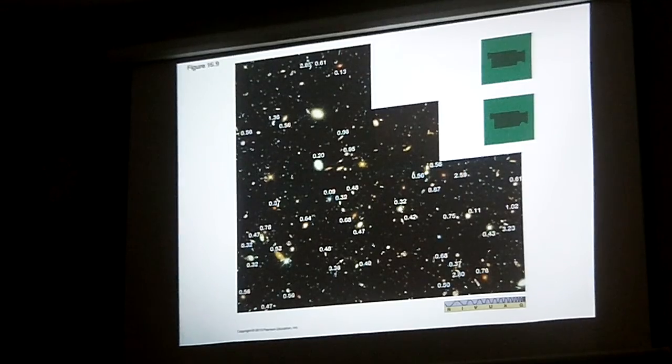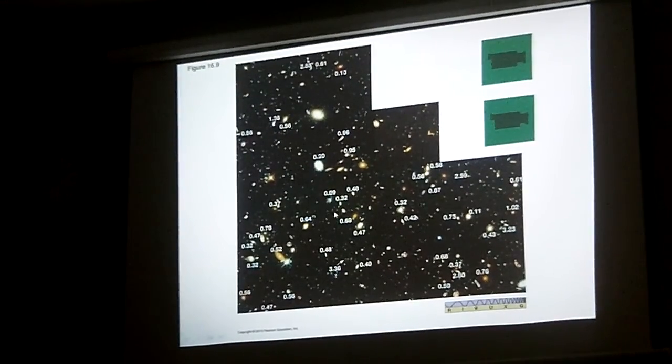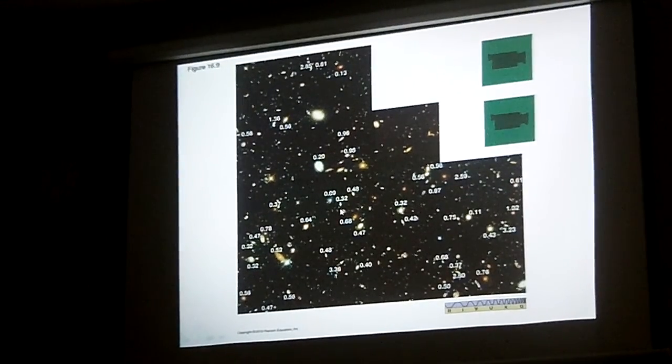The field of view is 2 arc-minutes across, less than 1% the area subtended by the full moon. 2 arc-minutes, not arc-seconds. That's a very small area of the sky, and look at all this.